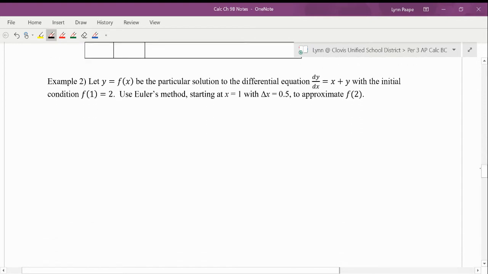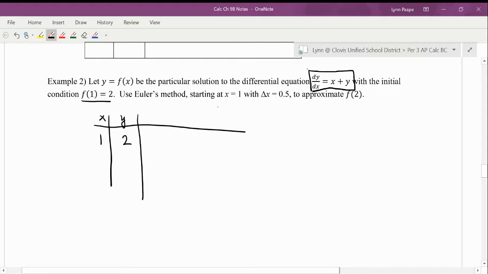If I have this one here, I know that my derivative, dy over dx, is x plus y. So this would be an integral that we would not be able to solve. We don't have the skill set. Our initial condition is f of 1 equals 2. So let's go ahead and set up our chart. My x is 1 when my y is 2. We're starting at x equals 1, and we have a delta x of 0.5. I want to go until I get to 2, so I'm going to add 0.5 every time. That would be 1.5, and then plus another 0.5, which is 2, where I'm headed.